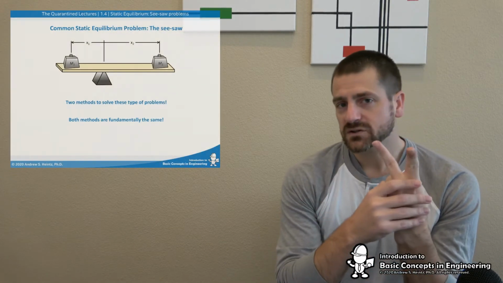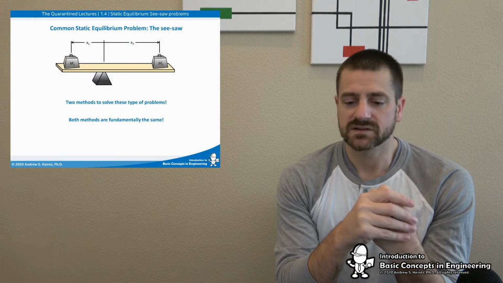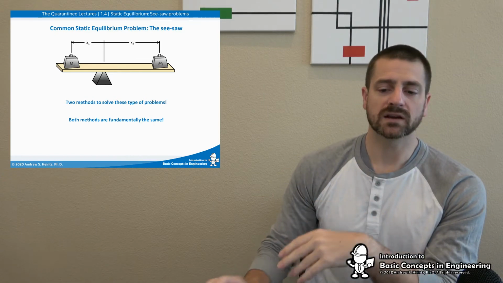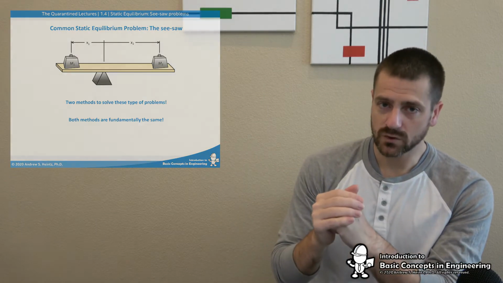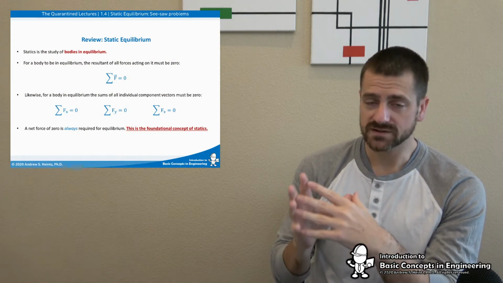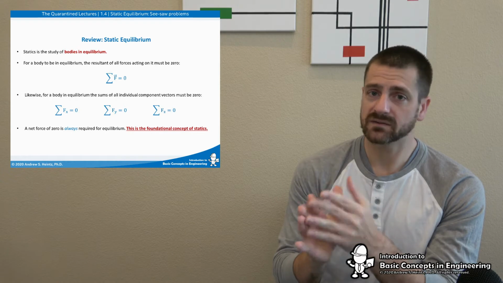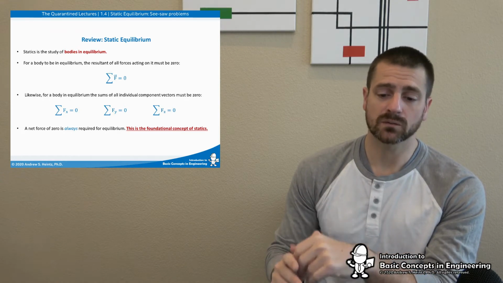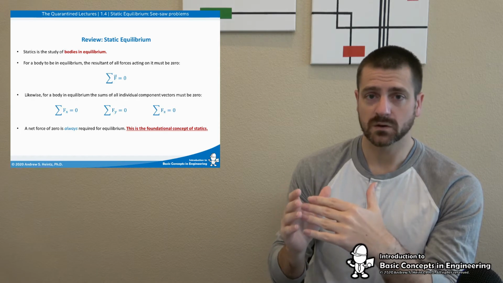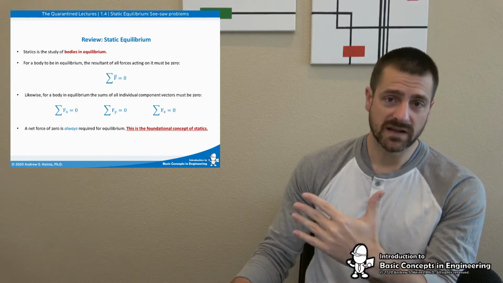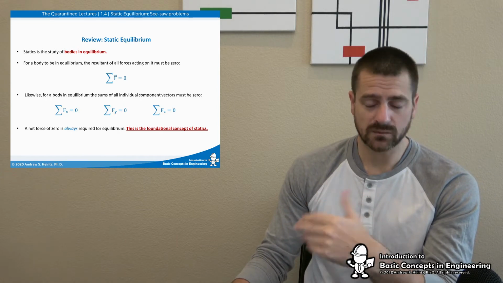Now, what's interesting is there are actually two methods to solve this type of problem, and both methods are fundamentally the same. So first, let's do a quick review of static equilibrium. In static equilibrium, the sum of all forces has to equal 0. That's x, y, z, and that means the torque has to equal 0. A force of 0 means there's no acceleration, which means there's no movement. This is the foundational concept of statics. We had already talked about that in class.